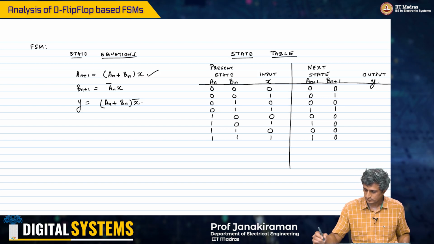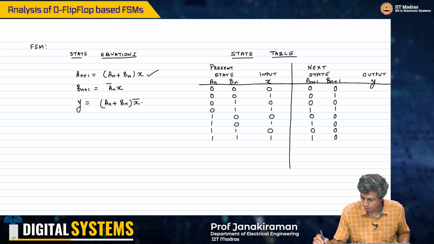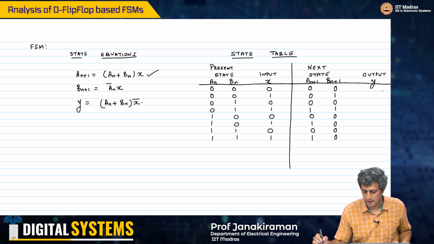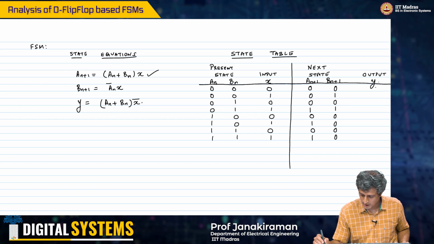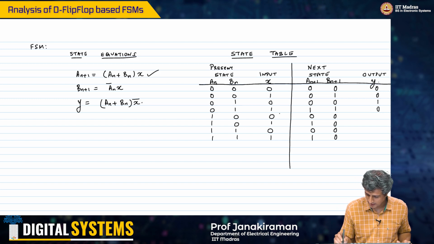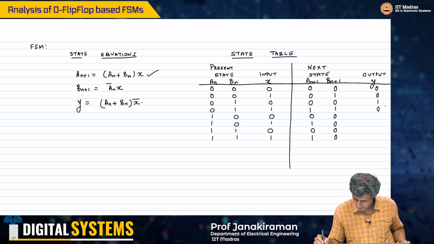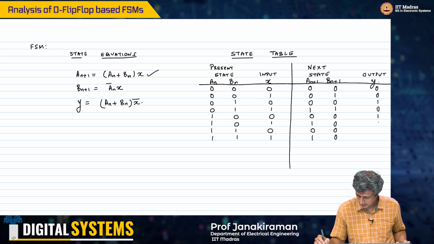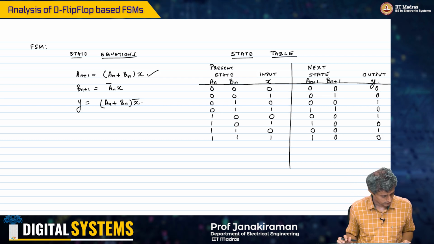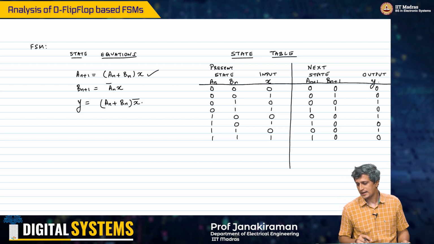Now the output Y is going to be the OR of An and Bn, into X bar. So this will be 0 0, this will be 1, this will be 0, into X bar, so 1 0 1 0, giving 0 0 1 0 1, exactly.